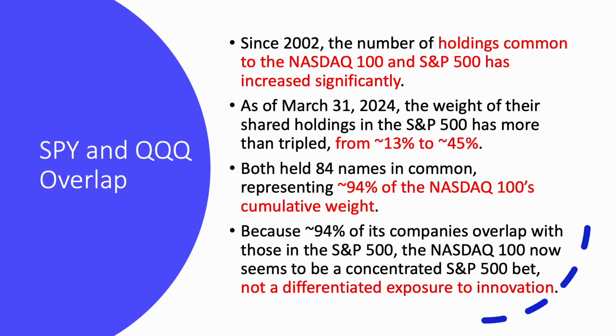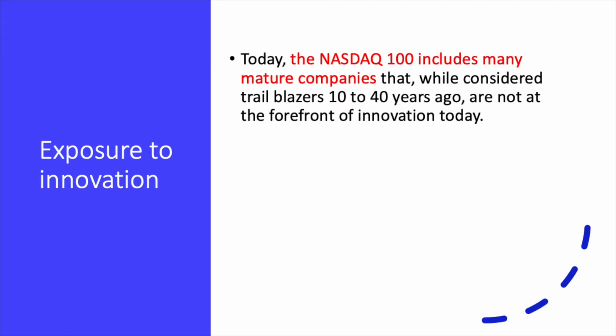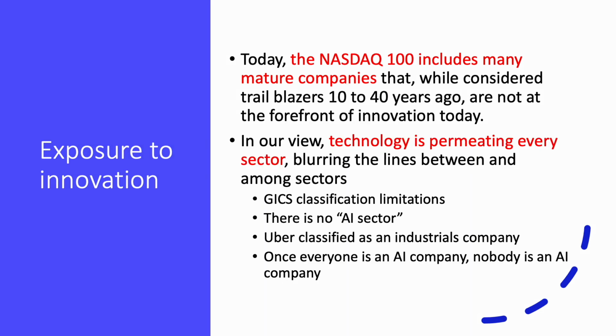And ARK goes on to say, today the NASDAQ 100 includes many mature companies that, while considered trailblazers 10 to 40 years ago, are not at the forefront of innovation today. And they say this is quite correct. In their view, technology is permeating every sector, blurring the lines between and among sectors. This goes back to the conversation around there being no AI sector.